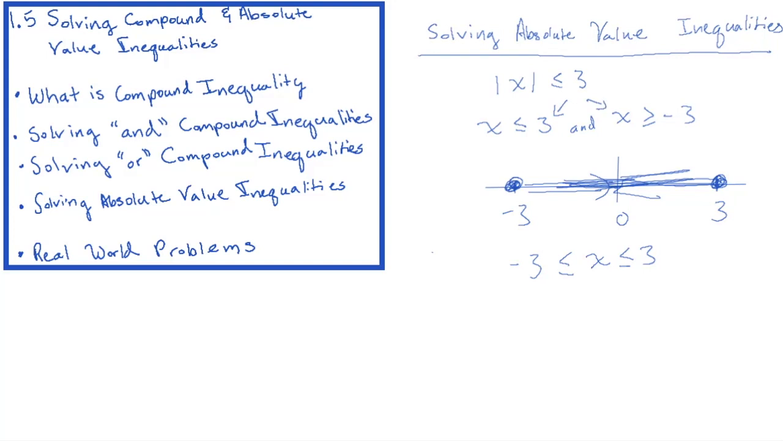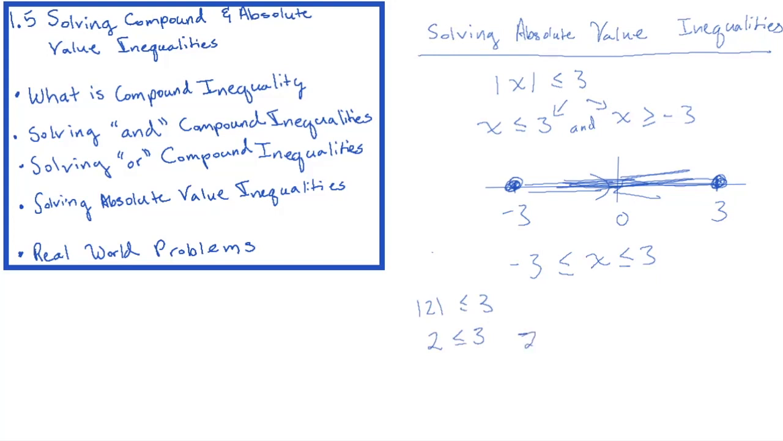Let's do some test points. Let's look at the absolute value of 2, for instance. Well, is the absolute value of 2 less than or equal to 3? Well, the absolute value of 2 is just 2, right? So is 2 less than or equal to 3? Yeah, it is.